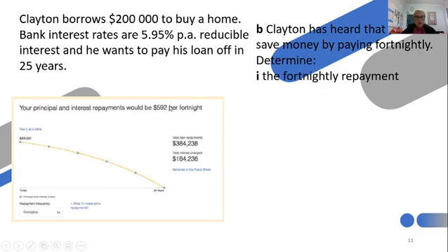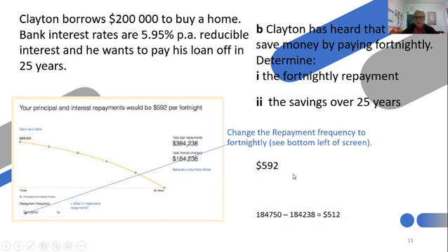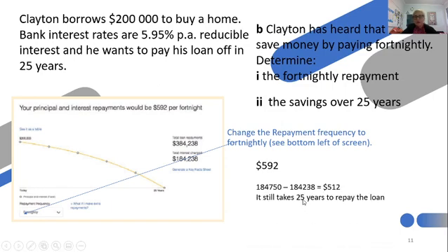So you take what he's got, you divide it by 2, and you change the frequency at the bottom to fortnightly. There, $592. And then what is the saving over 25 years? So what you do is you compare what he was paying in interest to what he is paying in interest now, and you can see that he saves $512 in interest, and it still takes him 25 years to pay the loan.